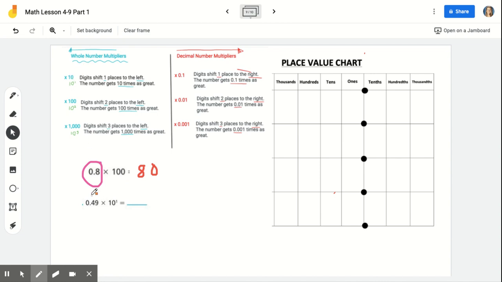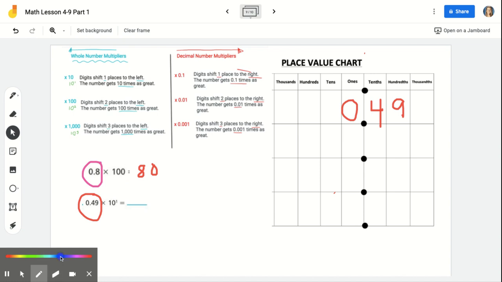So what we're going to do is we're going to write our other factor, 49 hundredths, into our first row of our place value chart. Again, where we place our digits is super important. 4 should be in the tenths and 9 should be in the hundredths. When we multiply something by 10 to the first power, we can shift our digits 1 place value to the left to solve, to get to our product.